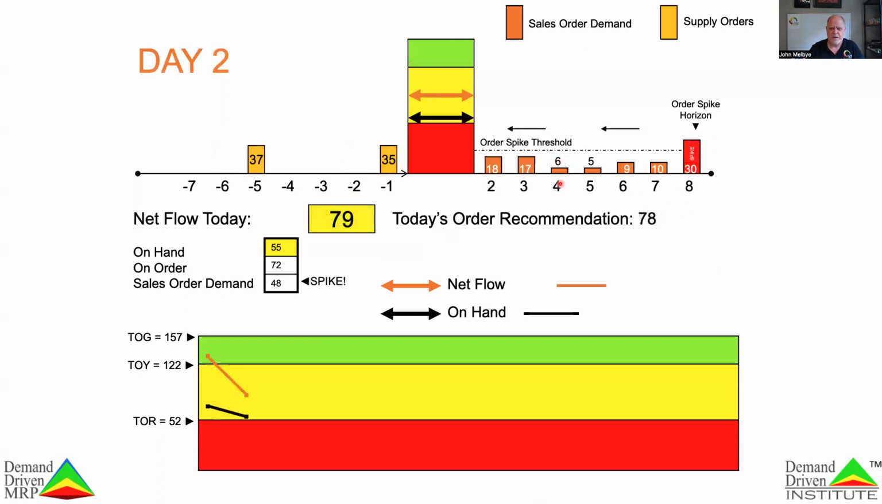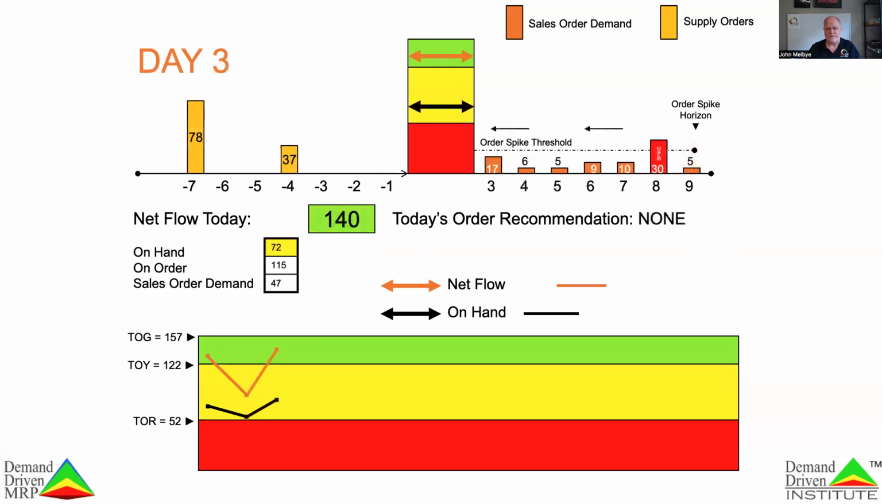Day two, we have a spike out on the horizon. So we have on hand of 55. We have on order still of 72. And our sales order demand is 18, which is due today, any past due, and the qualified spike of 30. So there's no past due. 18 plus the spike of 30 gives us a sales order demand of 48, which means our net flow is 79. That puts it in the yellow, which means we're going to place an order up to the top of green, or up to the top of the buffer. Today's order recommendation is 78.